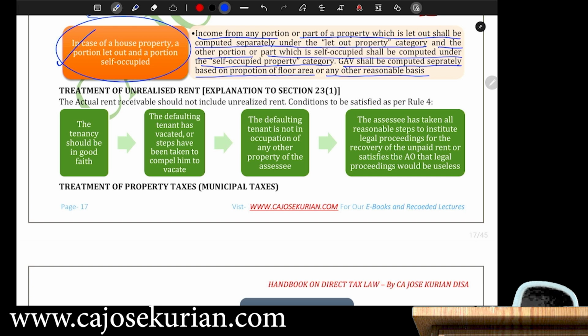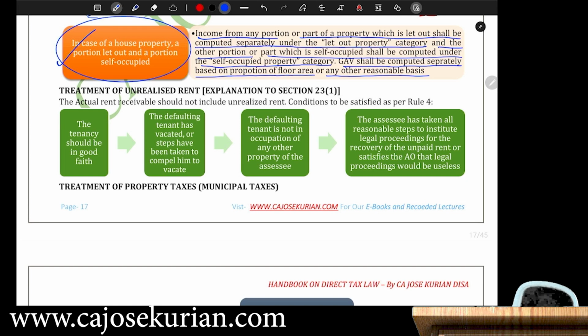If you're satisfying 4 conditions, don't add that unrealized rent along with your actual rent. If these conditions are not satisfied, then you have to consider that unrealized rent also as a part of your actual rent. Are you with me? Great.